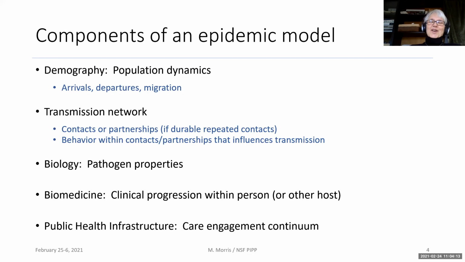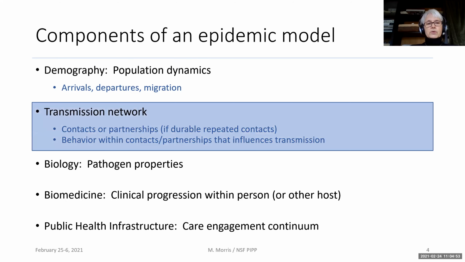So I don't have to tell this audience much about the components of epidemic models, but for mechanistic epidemic modeling, there are a lot of moving parts, obviously. There's the demography if you have an open population. There's the transmission network itself, which is contacts between nodes or partnerships if these contacts are durable and repeated. There's the behavior within contacts or partnerships that influences transmission. There's the biology of the pathogen, its natural history and lifespan. There's the biomedical progression within hosts. And then finally, there's the overall public health infrastructure. So lots of moving parts in these models. I'm really only going to focus today on modeling the transmission network, but the approach that we have developed here really fits into this larger mechanistic modeling scheme.